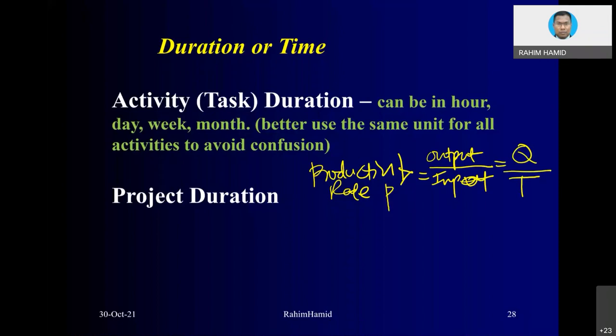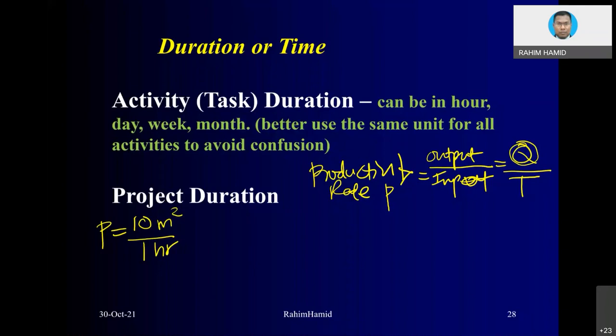Now let's imagine you have the productivity for wall painting for workers. One worker, for instance, can paint 10 square meters of wall in 1 hour. So when you divide quantity output by time, you can use hour or day or whatever. I use hour, for instance. This is what we call productivity rate. You need to observe that particular worker doing the work to get this information.